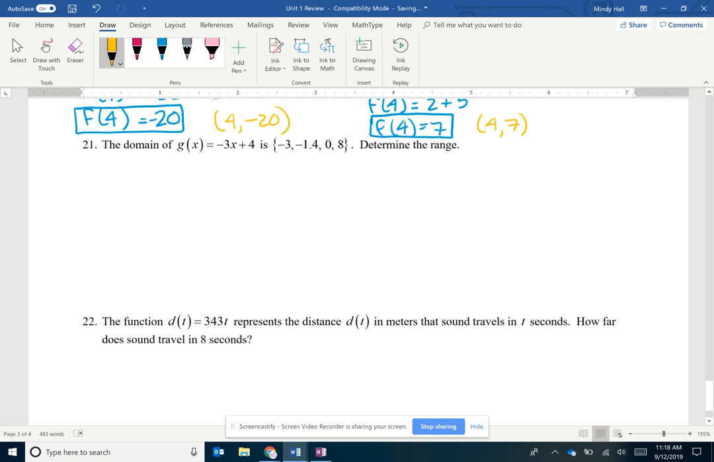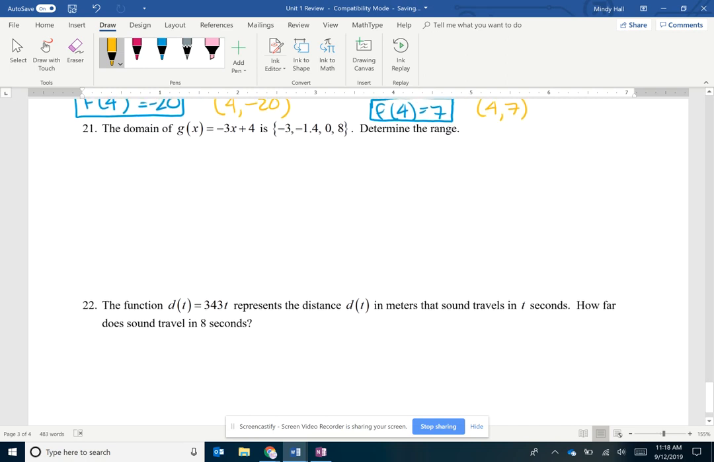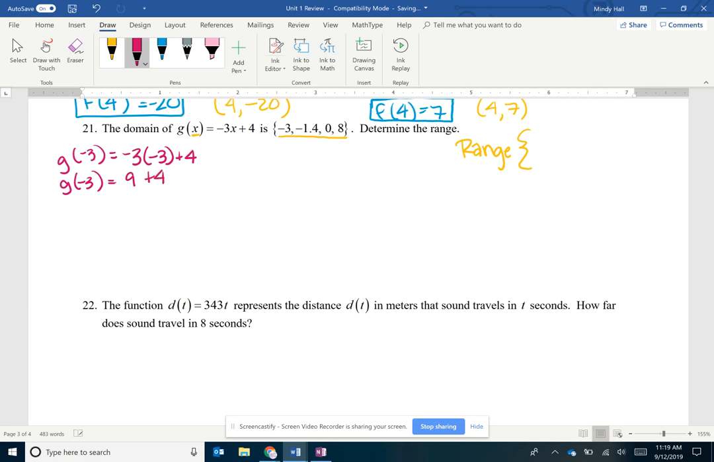So for 21, we need to find the range, and we are given the domain. So what it means is we are going to have to plug in all of these values in for x so we can figure out all the values for the range. So I'm just going to, over here, write range with the little squiggles because I know I'm going to need them. And I'm going to try and use colors as much as I can. So we will start with g of -3. We have -3 times -3 plus 4. -3 times -3 is +9, and +9 plus 4 is 13. So I know 13 is in my range.